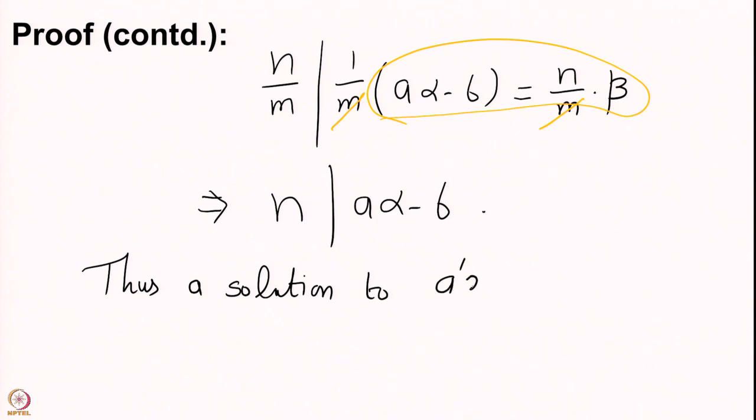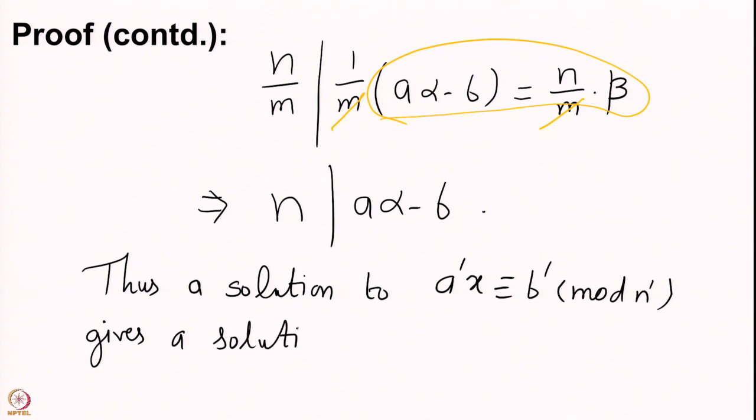So, we had started by assuming that our congruence A prime x congruent to B prime mod n prime has a solution, and this gives a solution to A x congruent to B mod n. So, this was the if part, which is that assuming that there is a solution to the smaller equation with smaller coefficient of x, we have proved that there is a solution to the bigger equation. Now, we want to prove the other way.